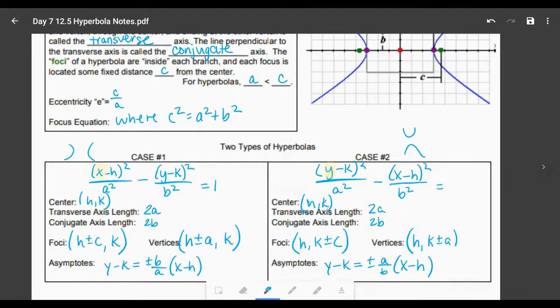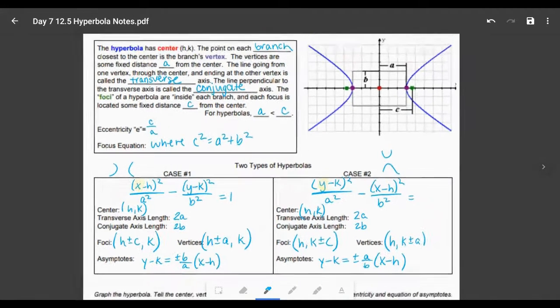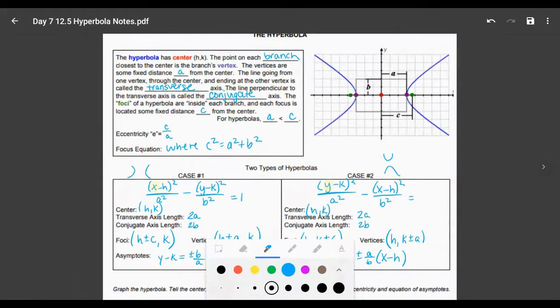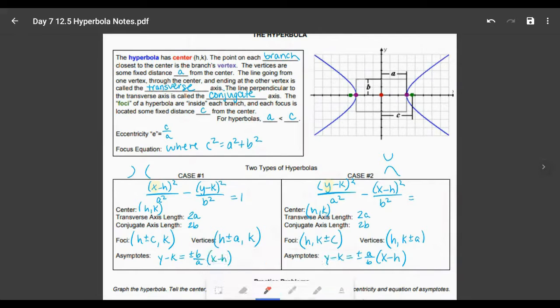All right, we're going to look at our asymptotes on this graph. They go from one corner of this box to the other through the center. And then same thing on the other side.